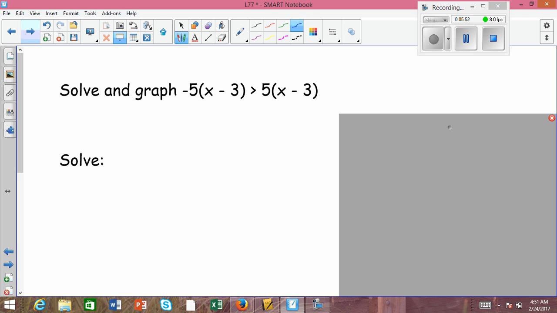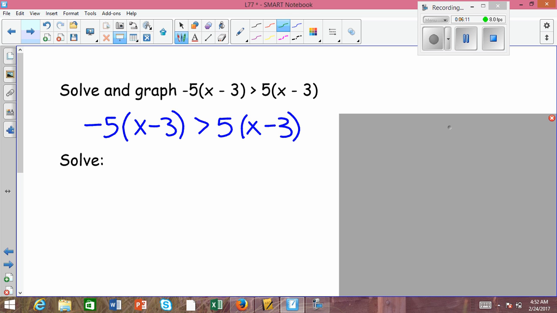Okay, this one gets a little bit more complex. So I am going to rewrite it here. We have negative 5 times x minus 3 in parentheses greater than 5 times x minus 3 in parentheses. There are a few different ways to do this problem. I am going to try to give you the easiest way to complete this problem.